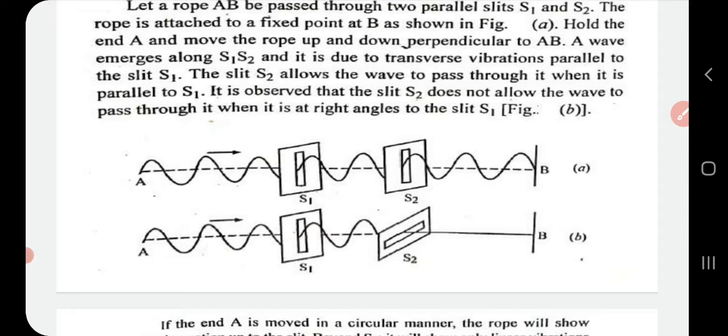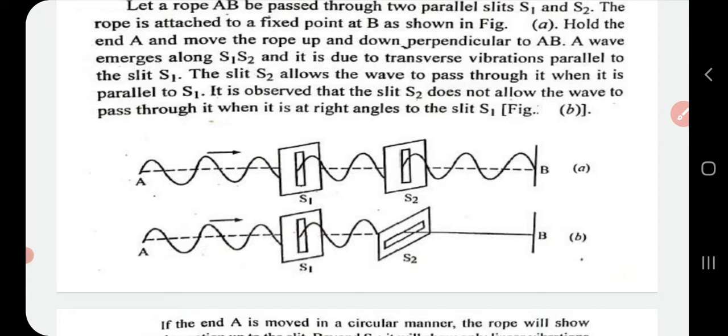So the waves thus produced will travel through the slits S1 and S2 only if the slits S1 and S2 are parallel to each other as shown in figure A. But if the slits S1 and S2 are at right angles to each other as shown in figure B, then the light waves will not propagate along S2.